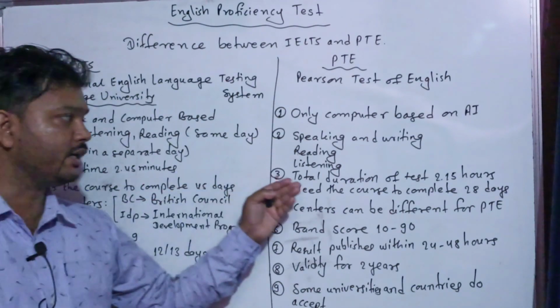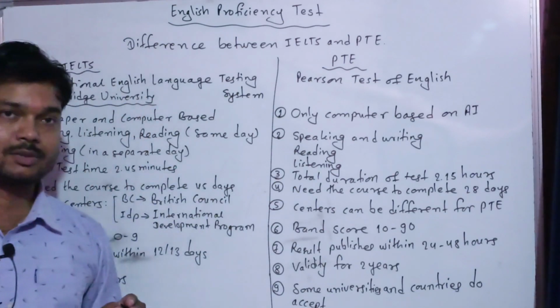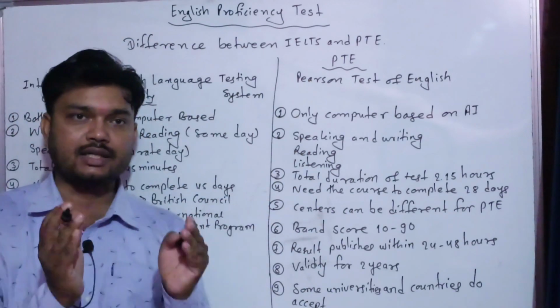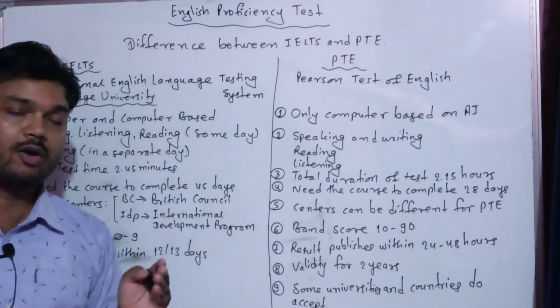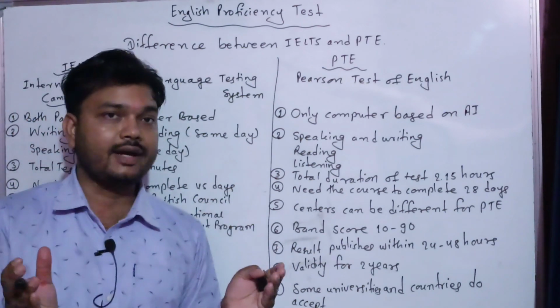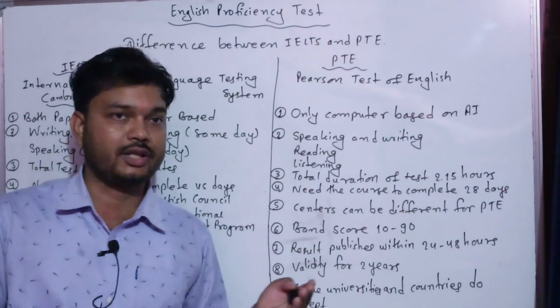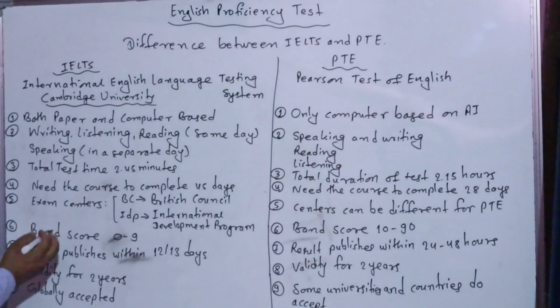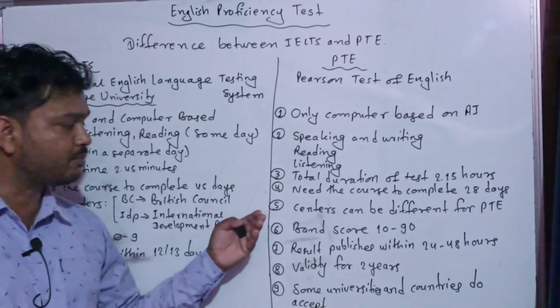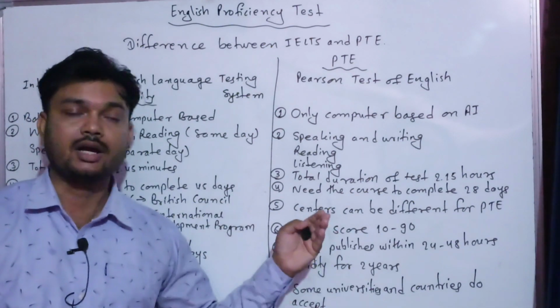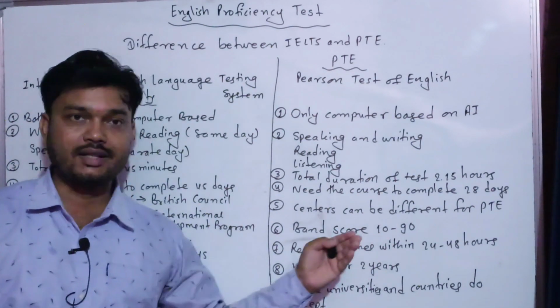PTE is called Pearson Test of English. It can have centers in any cities of Nepal and other countries also. So you have the right to select any city, any place for this. The band score for IELTS is 0 to 9, whereas the band score for PTE is 10 to 90, the lowest and maximum.